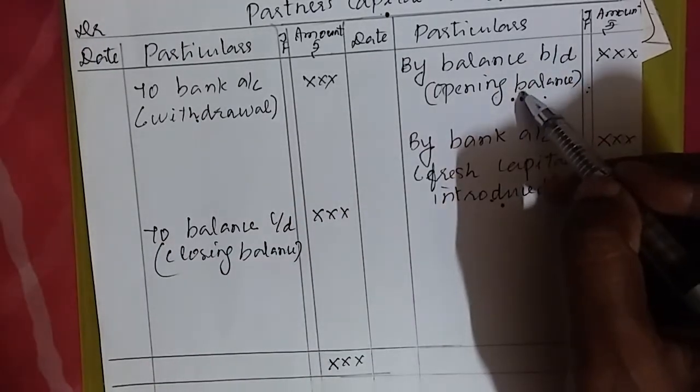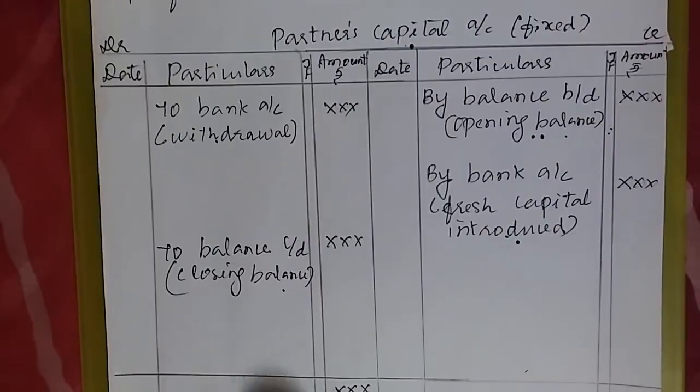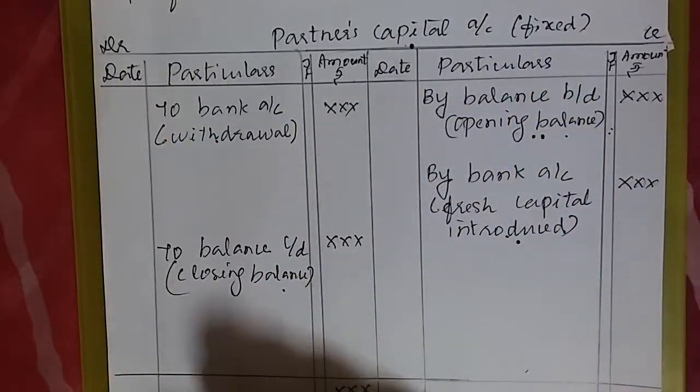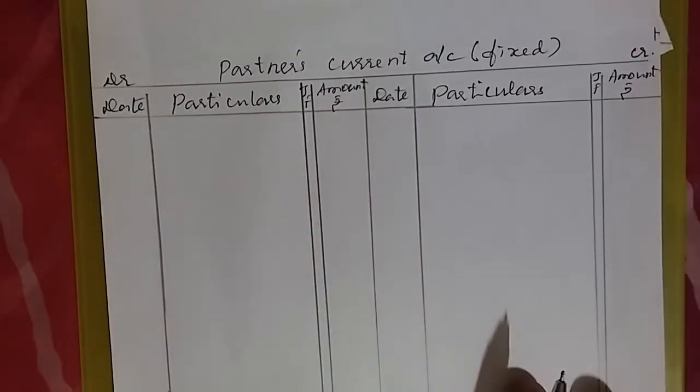This is the opening balance of capital. This is the closing balance of capital. So this is about partners' capital account under the fixed method. Next, we shall discuss partners' current account under the fixed method.